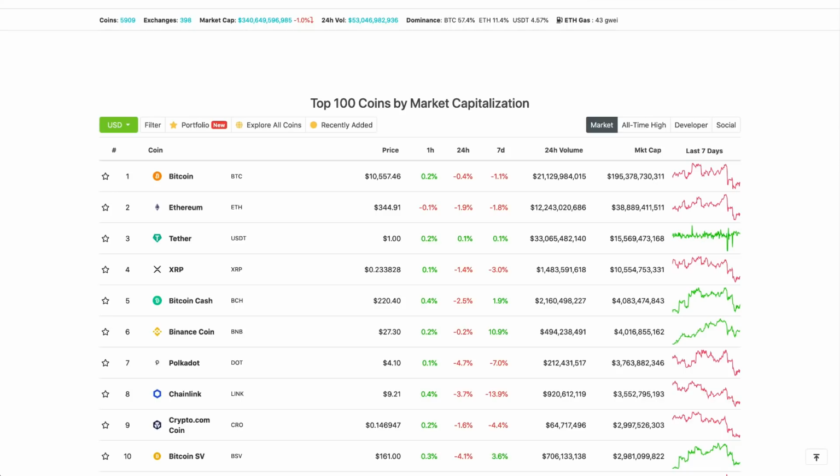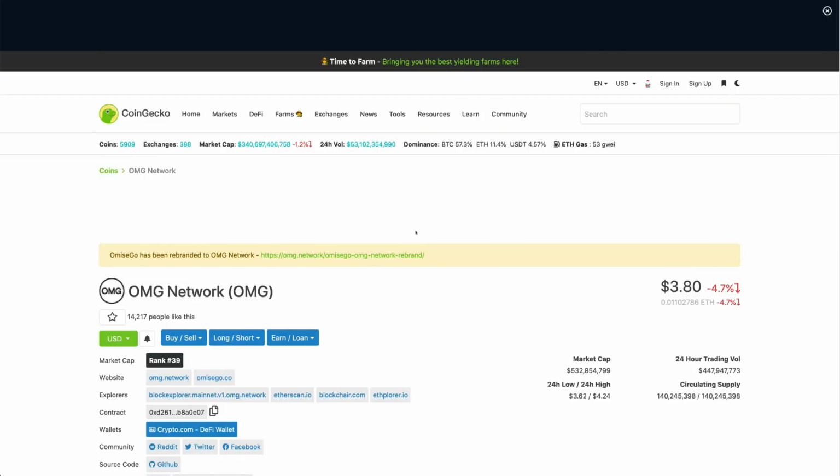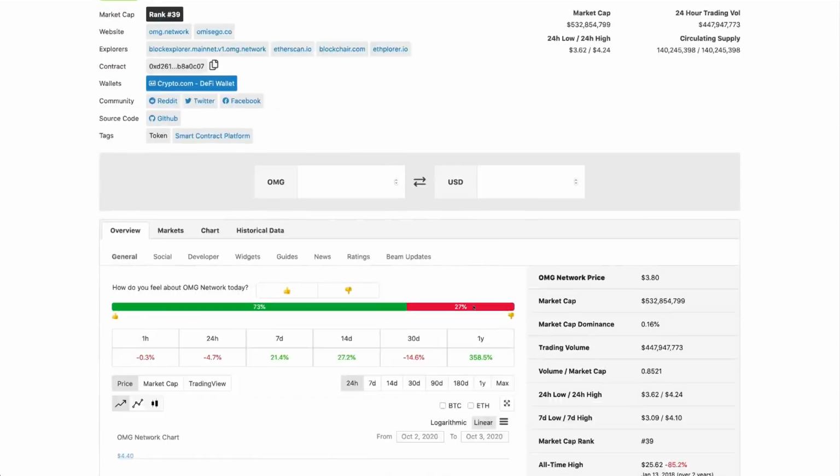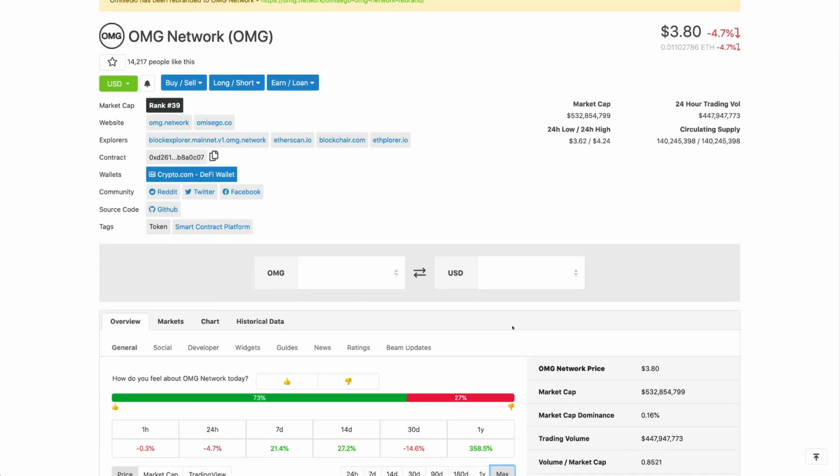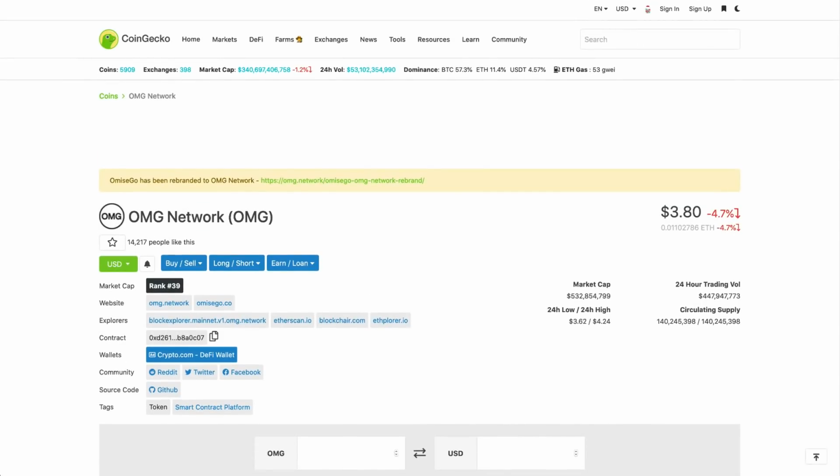Now, I've only picked out about five or six just to give you guys an idea of how many there are and where they rank on CoinGecko. So, for example, we have the OMG network, absolutely exploded in price. It reached $10 recently. Of course, it's come down a lot since, but this ranks in 39th place.